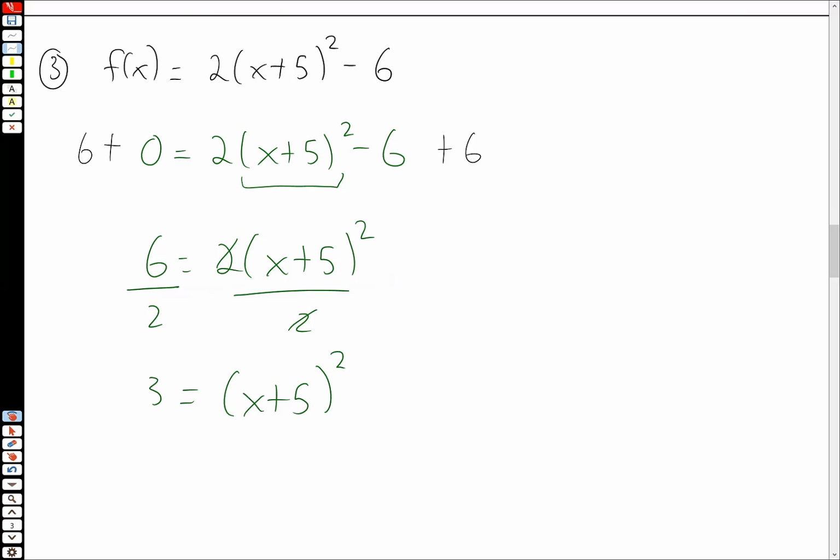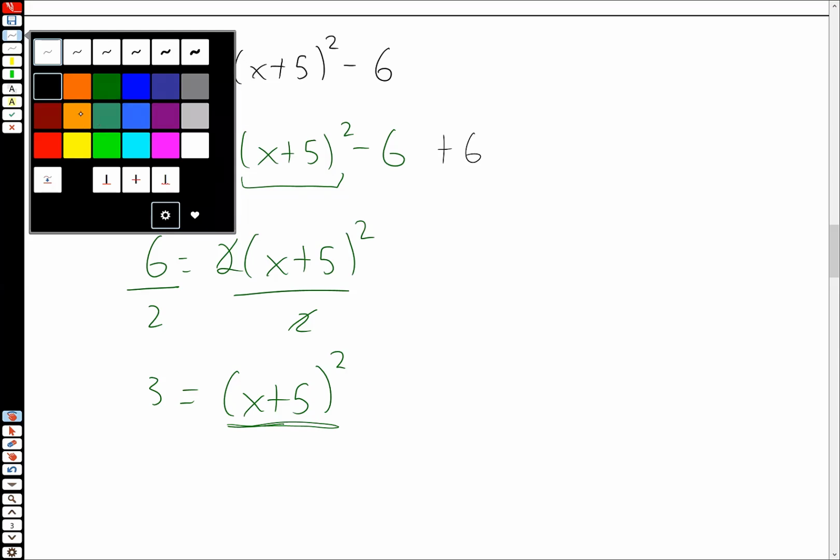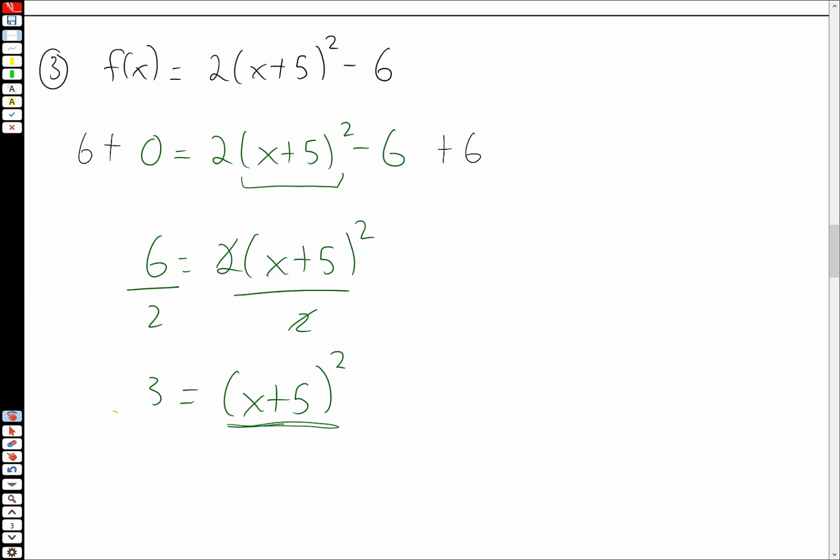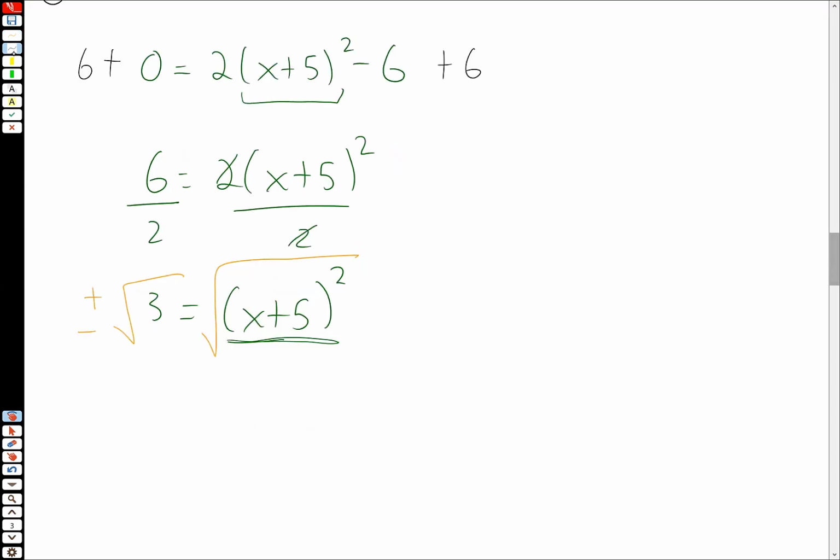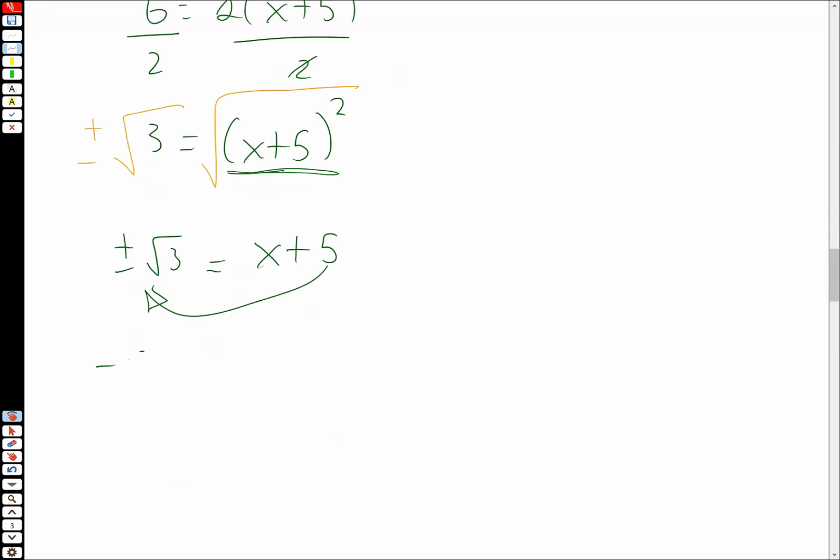So now that we've isolated the squared bit of our function, we just take the square root of both sides to get rid of the square. Now be careful, when you take the square root of both sides, what do you have to do? You have to add a plus or minus here. All right. So we get, in this case, plus or minus the square root of 3 is equal to x plus 5. And now notice we don't have the squared there anymore, so we can solve for x really, really nicely. Let's move the 5 over to the left. And so we get negative 5 plus or minus the square root of 3 is equal to x.